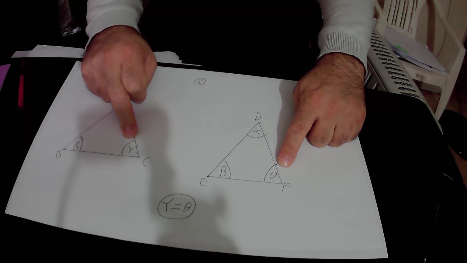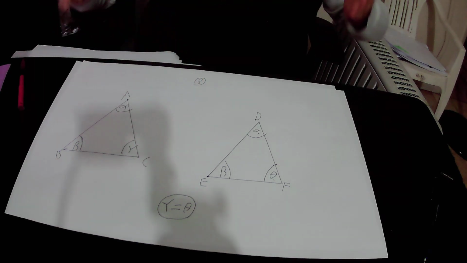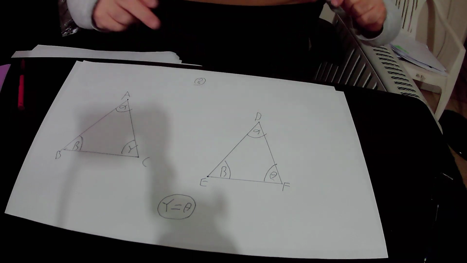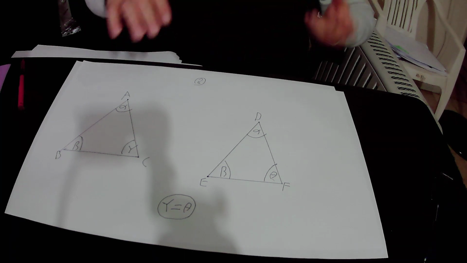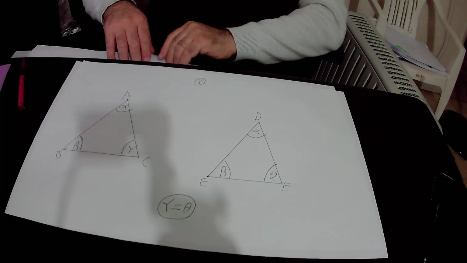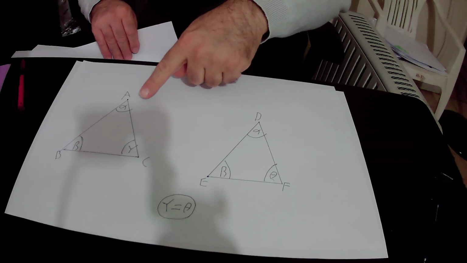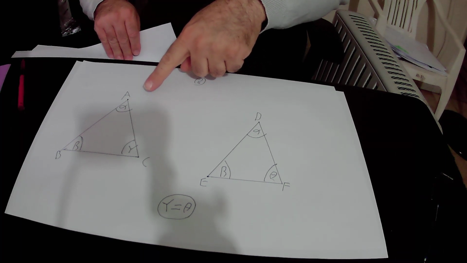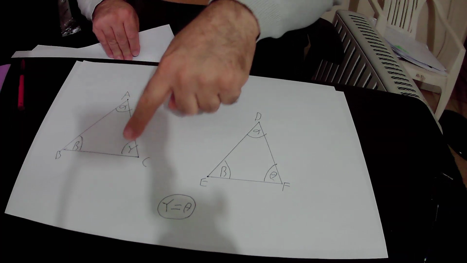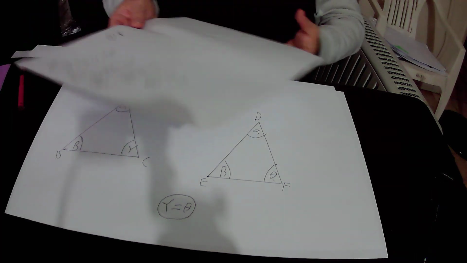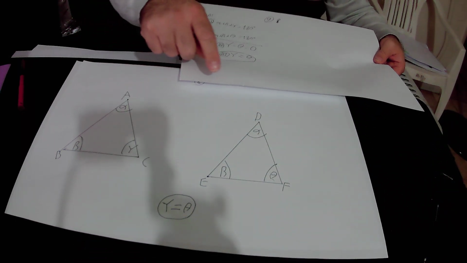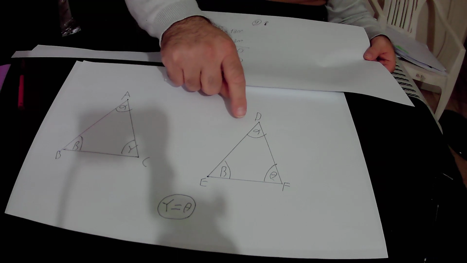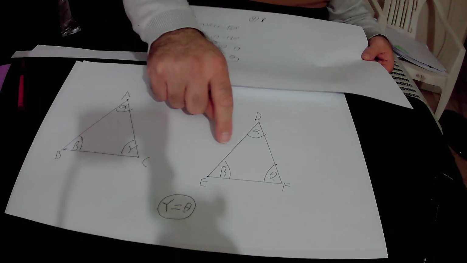That is to say, angle gamma equals angle theta, and we actually proved that. How? We proved it according to the rule that the sum of the angles in any triangle equals 180 degrees. Therefore, the sum of the angles in triangle ABC is 180 degrees: alpha plus beta plus gamma equals 180 degrees. And in triangle DEF, likewise, alpha plus beta plus theta equals 180 degrees.